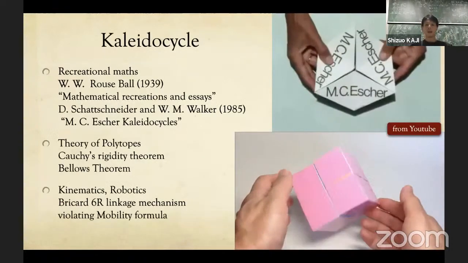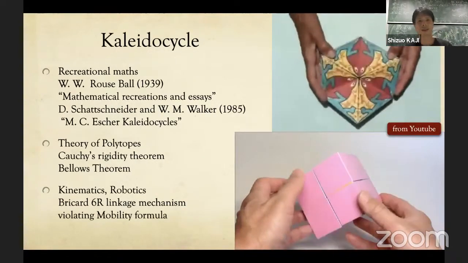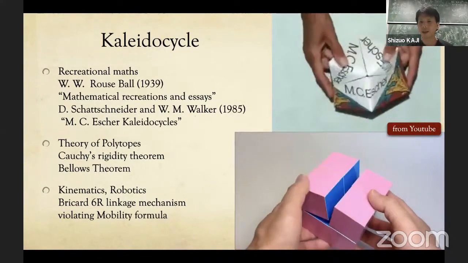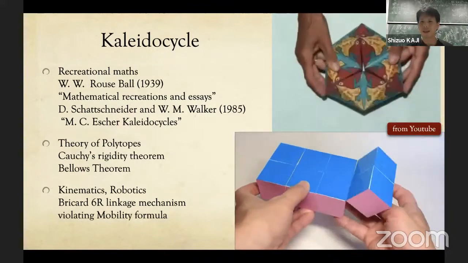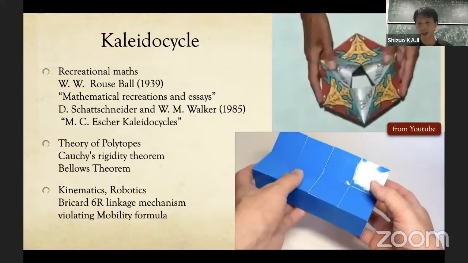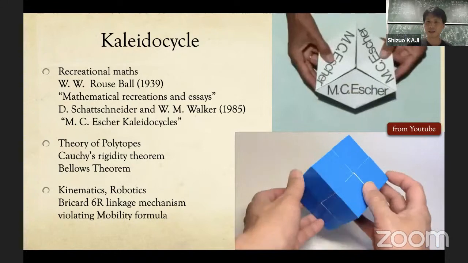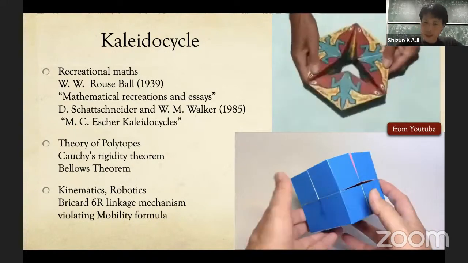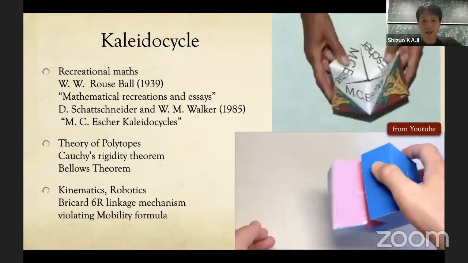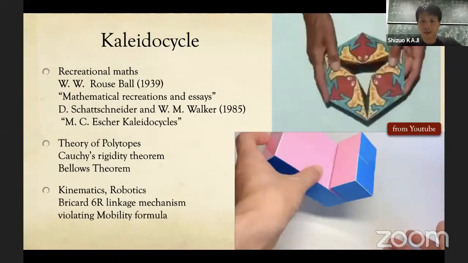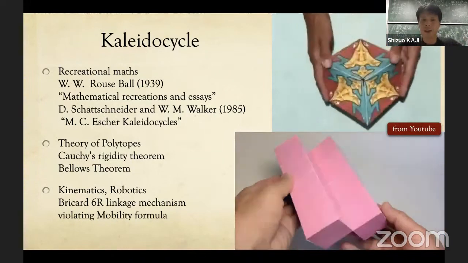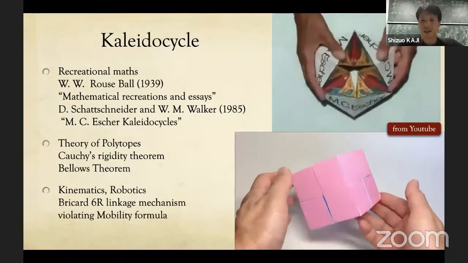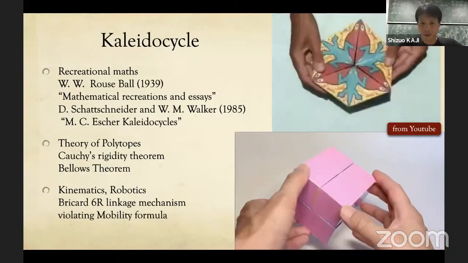Okay. But now, I will introduce the Kaleidocycle. Probably many of you have seen this toy or origami. And mathematically, probably it's interesting because it can move. It's not a polytope, but it's kind of a generalization of polytope, and it moves.